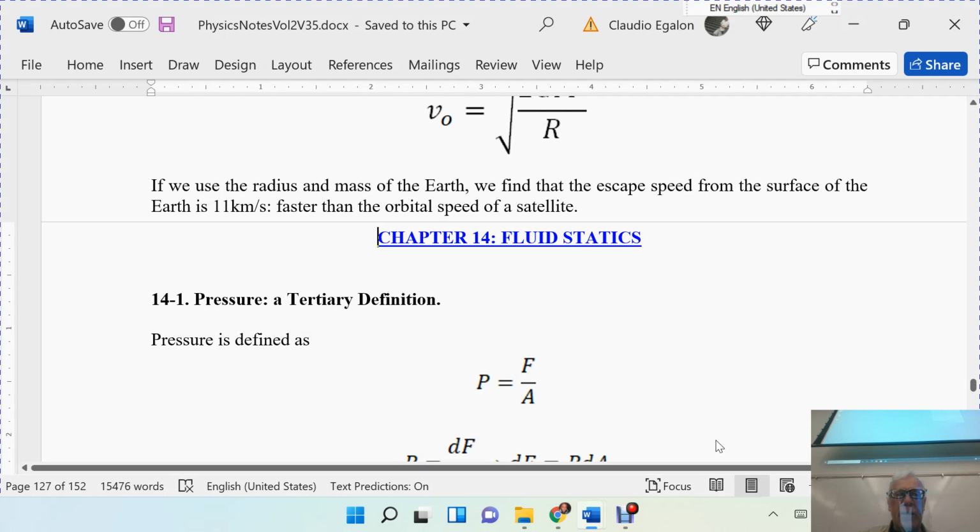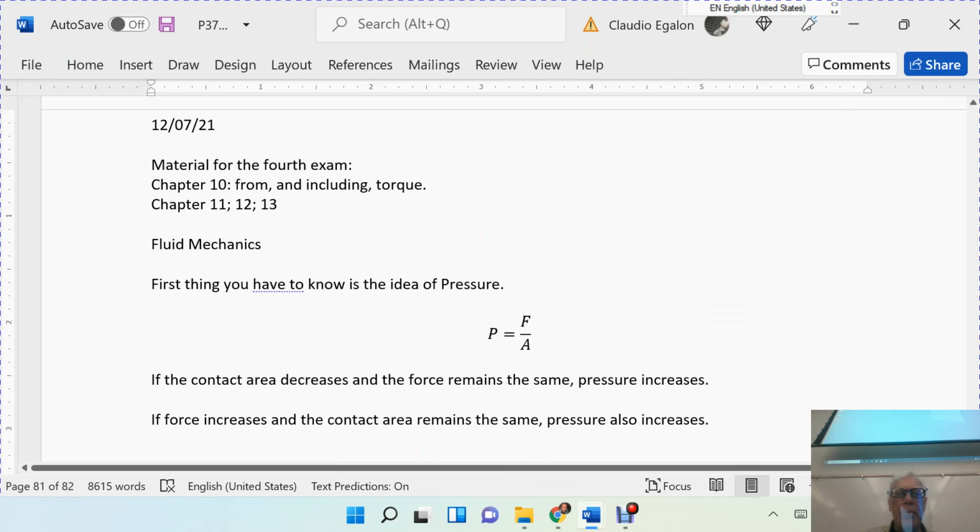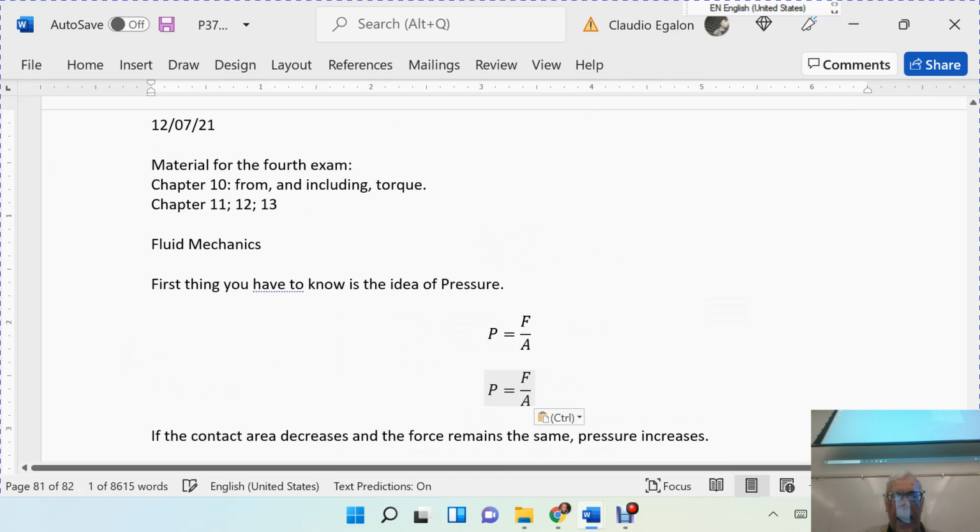That's the idea that you have to keep in mind. We can rewrite that in differential form, as dF over dA.